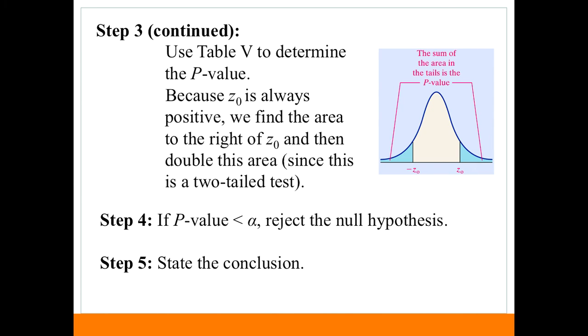Now, step 4 should look familiar. If our p-value is less than alpha, we reject H0, and step 5 is to state our conclusion in a full sentence.